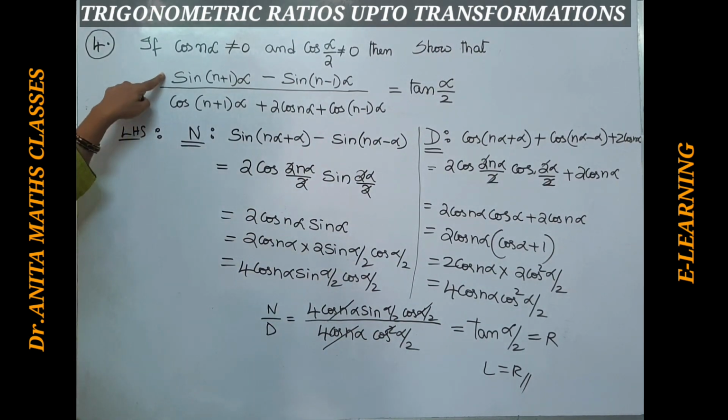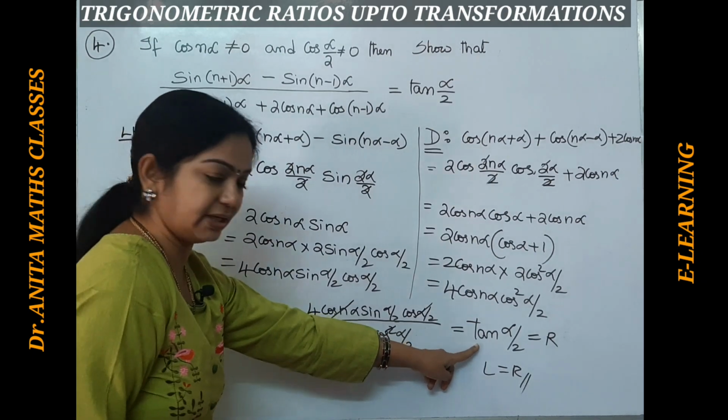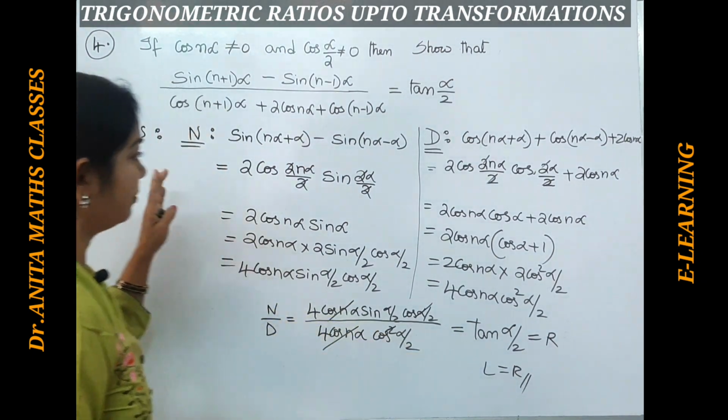So we have started with the numerator separately, denominator, then we have clubbed them and we got it into the form of tan alpha by 2. Pause it and note it down.